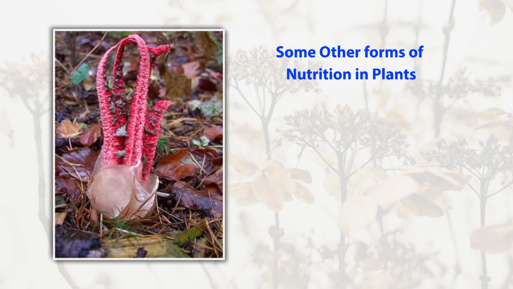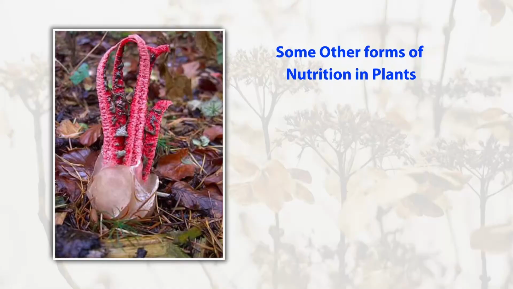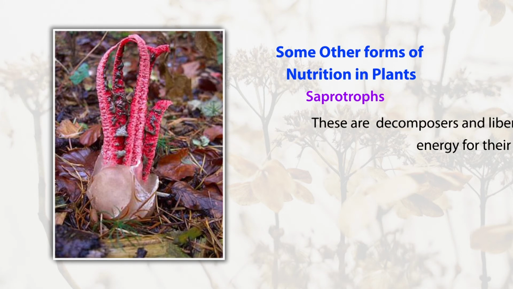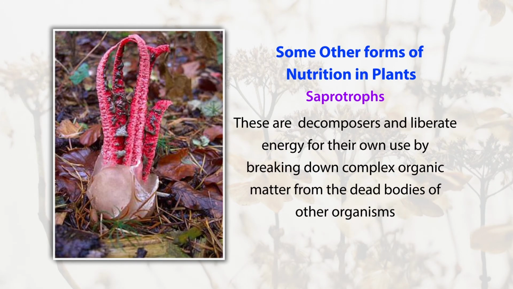Now, when we talk about plants, we often find some other types of nutrition also. You may not introduce this concept at class 6 or class 7 level, but you need to introduce this concept at class 9 and class 10 level, that is at the secondary level. So there can be the plants like saprotrophs. What are the saprotrophs? Saprotrophs are the decomposers which liberate energy on their own by breaking down the complex organic material from the dead bodies of other organisms.